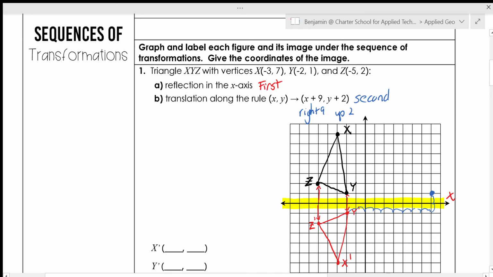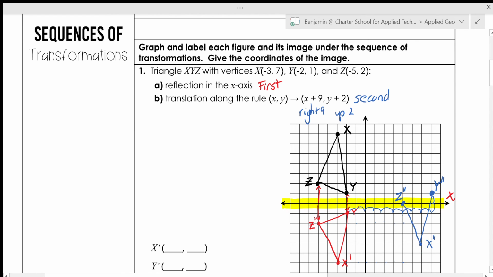If I do that for every single point, that's my new y double prime. I'm going to do that for z. So 1, 2, 3, 4, 5, 6, 7, 8, 9, then up 1, 2. Here's my z double prime. It's because we moved it twice. And then 1, 2, 3, 4, 5, 6, 7, 8, 9, and up 1, 2. There is my x double prime because we moved it twice.